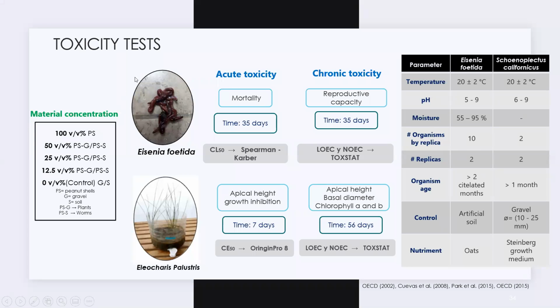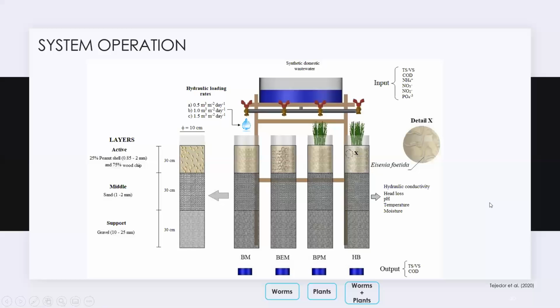And first of all, we tried to conduct some acute toxicity tests and some chronic toxicity tests because you don't know if the peanut shells are going to be toxic for these worms and plants. Well, at the end, we found that you can use something like 25% volume of peanut shells combined with some other material, in our case, wood chips, in a given biofilter. If you use too much peanut shells, you have mortality in the Eisenia fetida, and you don't have good growth in the plants. So that is the problem. So we took our 25% and we set up a system that looks like that.